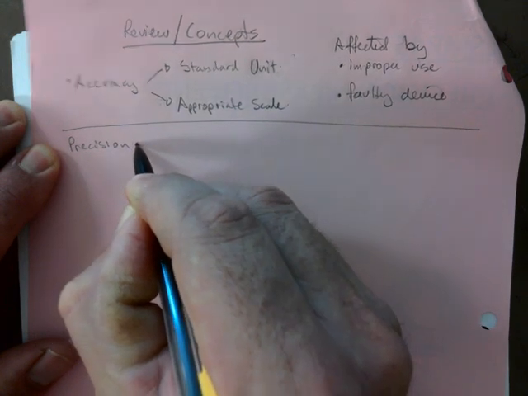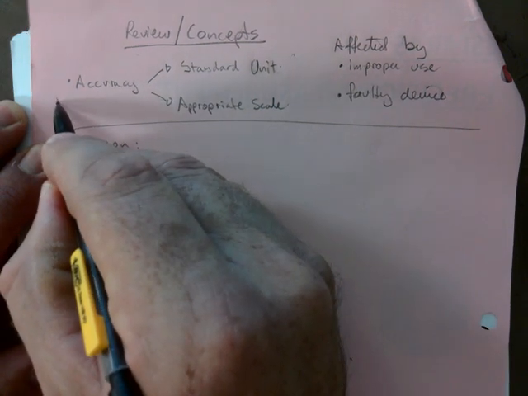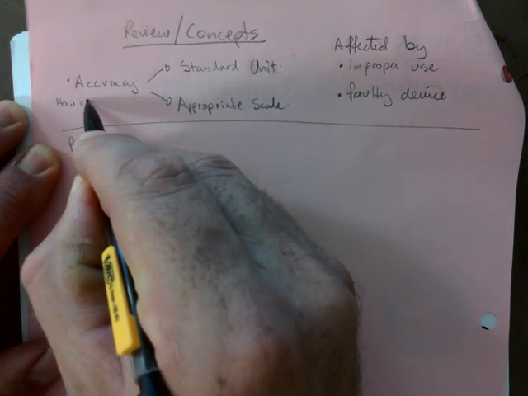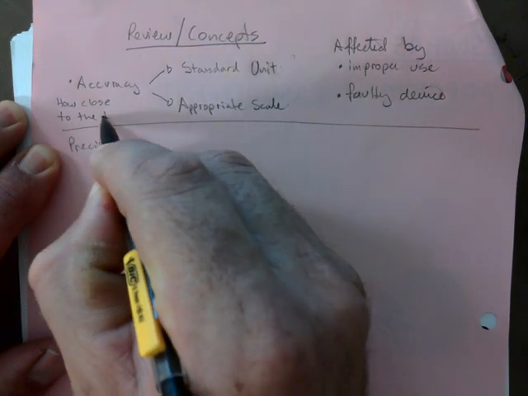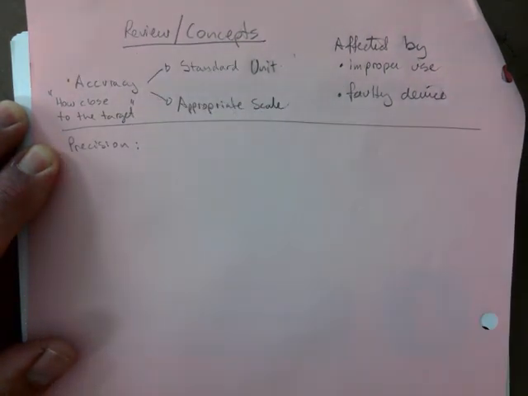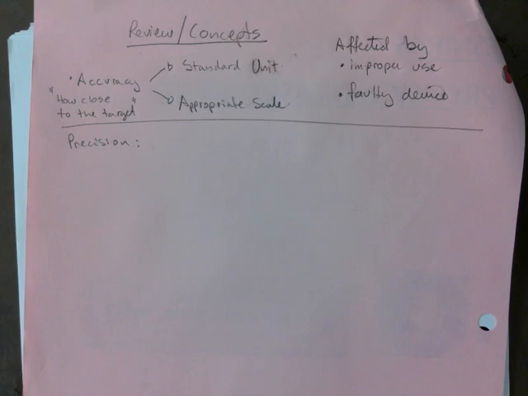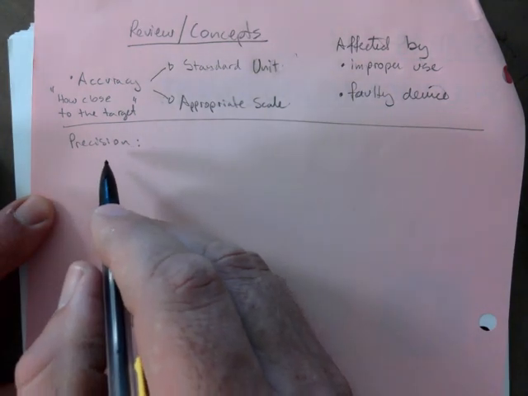Oh, I should say this. Accuracy in a nutshell is how close you are to the target. That's what accuracy is. Accuracy tries to get it bang on. I would encourage you to read through it because there's more, but this is just a review, just an overview.